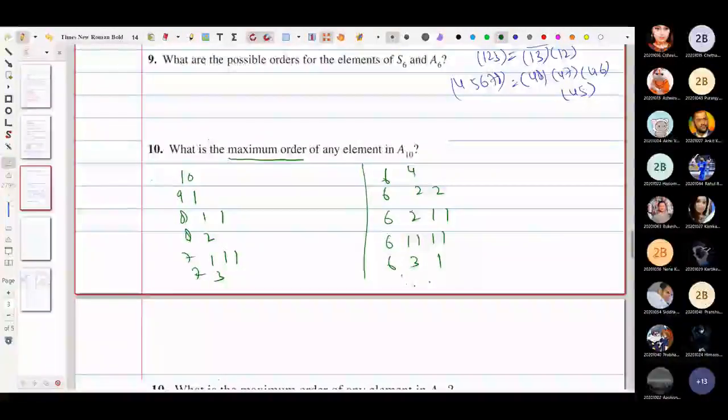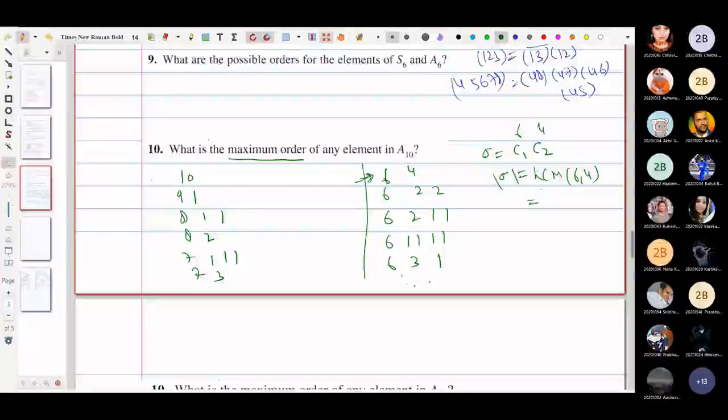So of course, for the maximum order of an element in A10, we need to see what the possibilities of order are. If you take some permutation sigma, C1, and write this as a product of 2 cycles, and we are considering this one. This is of order 6, this is of order 4, and then the product of these two, that is sigma, the order of sigma is going to be LCM of 6 and 4.